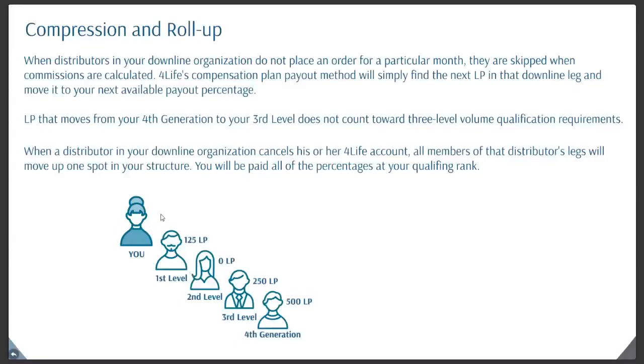And in a lot of other compensation plans, the percentages are attached to levels. Well, 4Life isn't that way. We don't attach percentages to levels. Once you reach and qualify for a certain rank, like I mentioned, those percentages are guaranteed to be paid out to you.